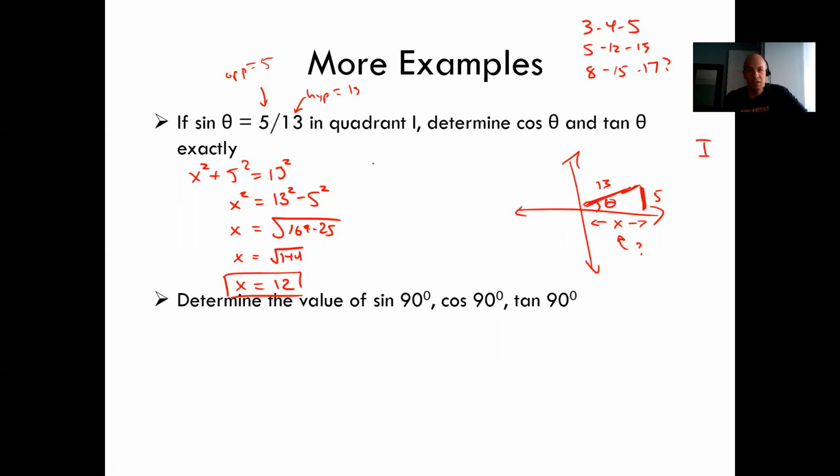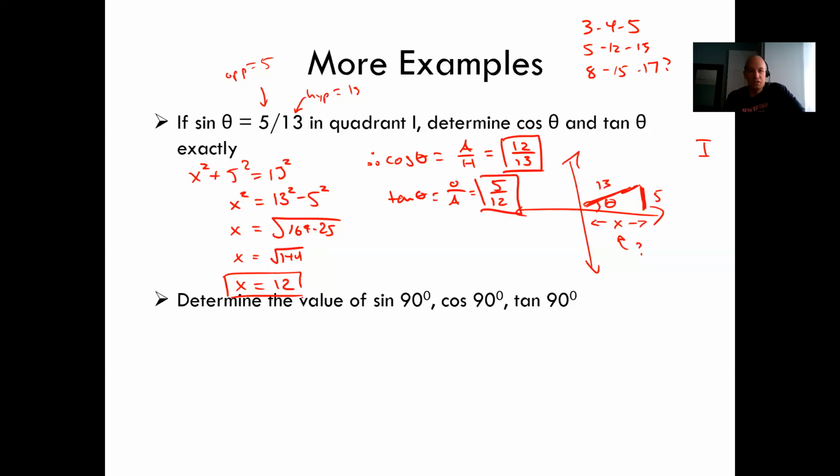Okay, so what we can therefore say is cosine of theta equals adjacent over hypotenuse, so that's equal to 12 over 13. And we can say tan theta equals opposite over adjacent, which is 5 over 12.